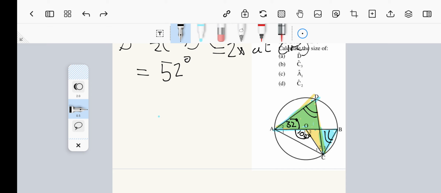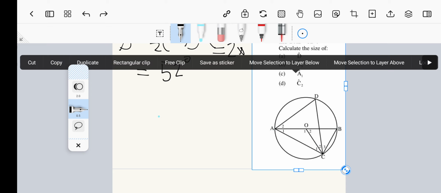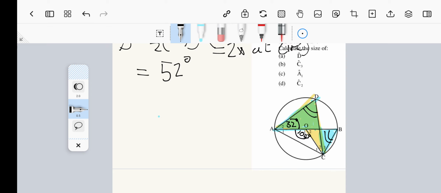I think I made that arc too big. Anyway, we are going to say C3 is equal to angle A2. Right? Or we can go straight to say that that is equal to our 32 degrees.